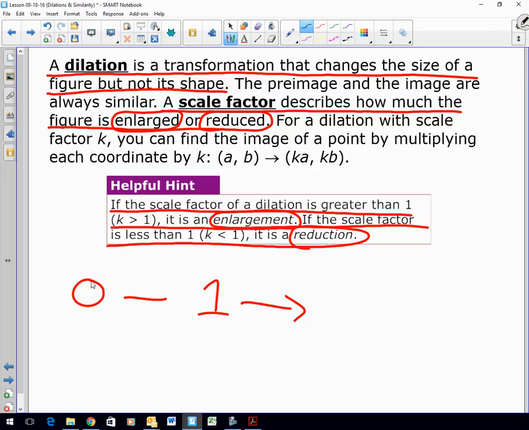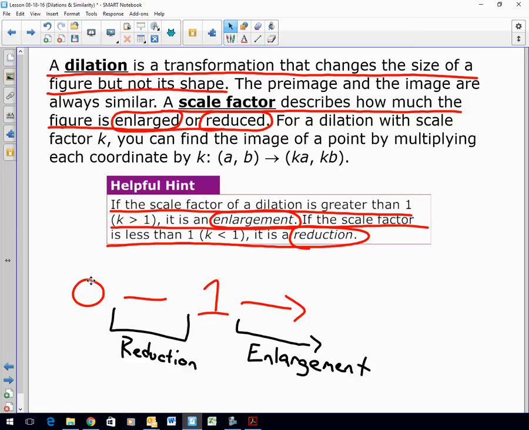If I have a scale factor that is between 0 and 1, anything between 0 and 1, what's happening to my figure? It's shrinking. It's reducing, right? That's a reduction. Okay? That is a reduction. If I have a scale factor that is bigger than 1, anything bigger than 1, what's happening to it? It's enlarging, right? That's an enlargement with an E.